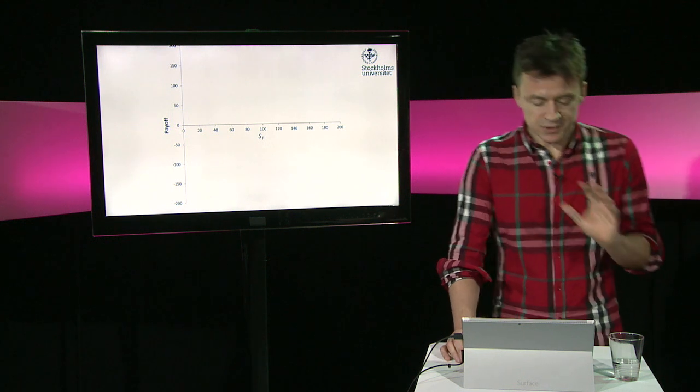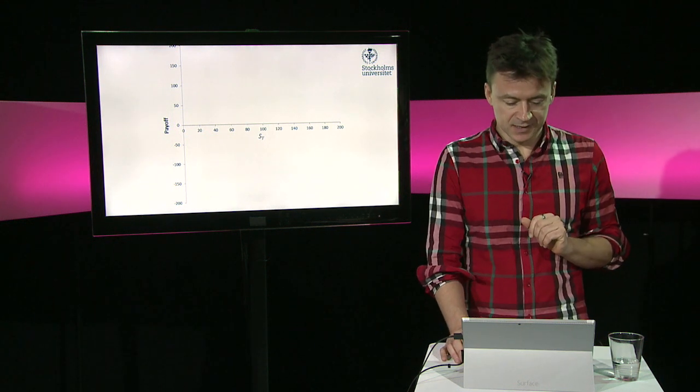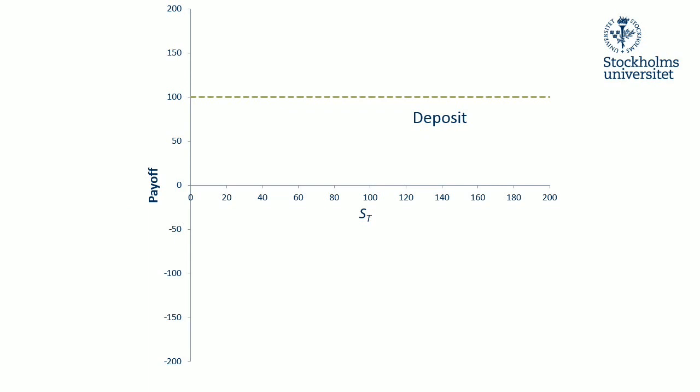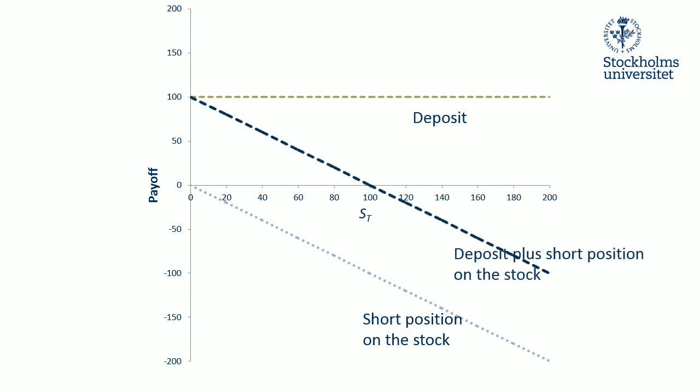Oh, sorry. Let's just illustrate this with a graph. Now, there's the payoff of the deposit, which is just 100. There's the short position on the stock, the right-hand side of that inequality. And the total payoff is going to be given by that, the deposit plus the short position on the stock.